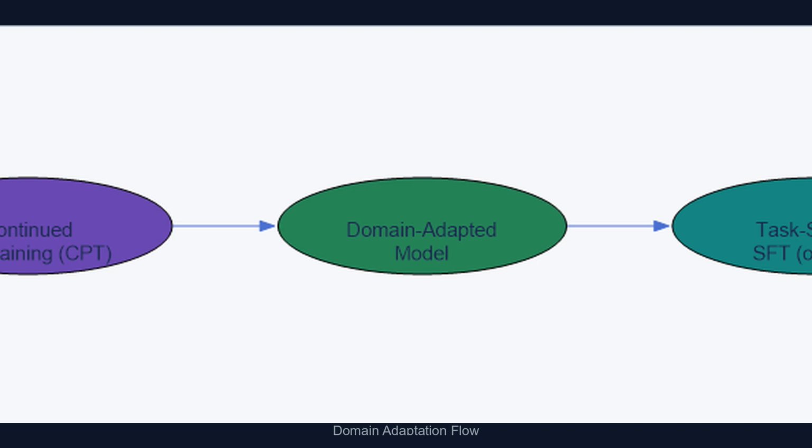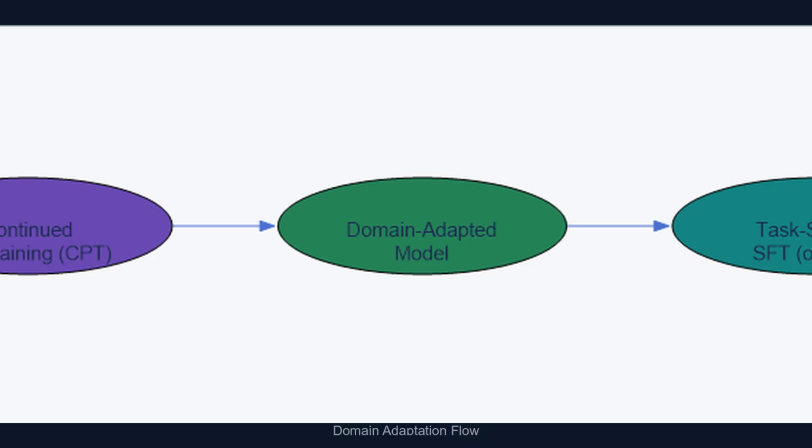From there, you have two paths. Deploy the domain model directly for tasks that only need knowledge retrieval, or run a task-specific fine-tuning path to shape its behavior for a particular application. That fine-tuned model becomes your production system. The important thing to internalize about this diagram is that CPT and fine-tuning are sequential, not interchangeable.